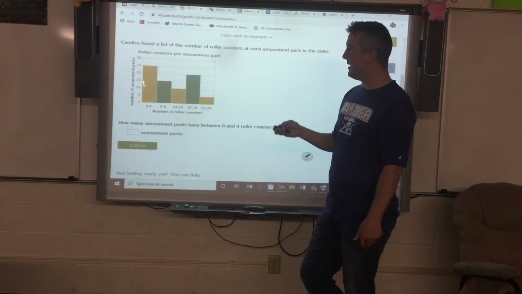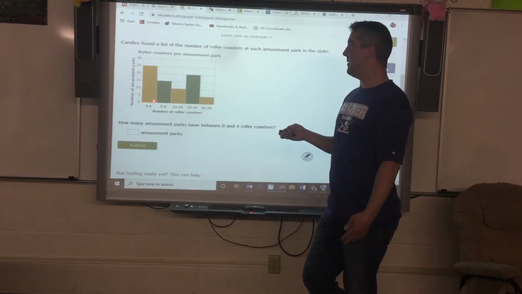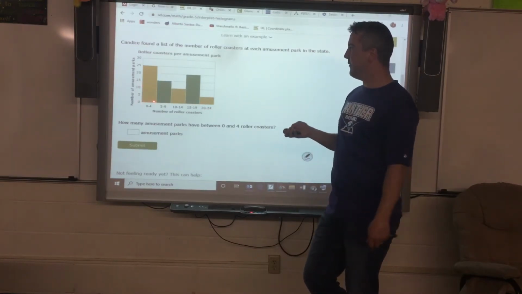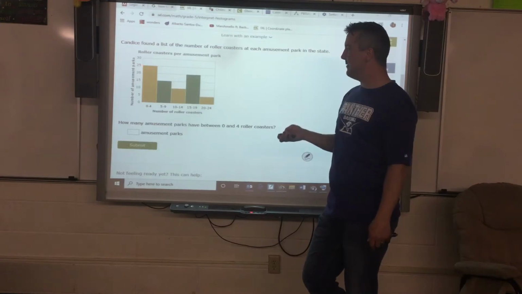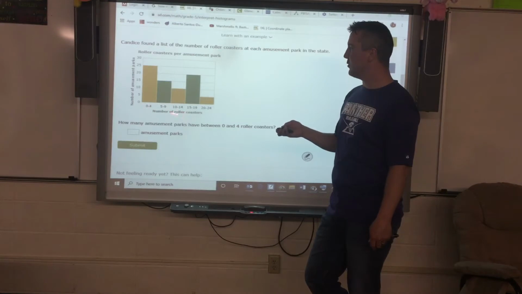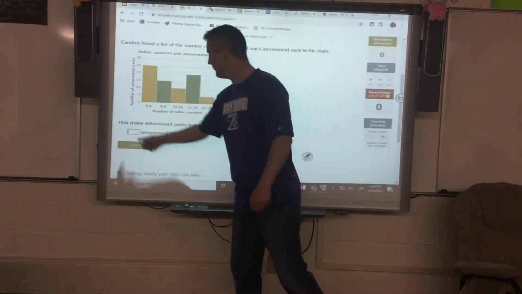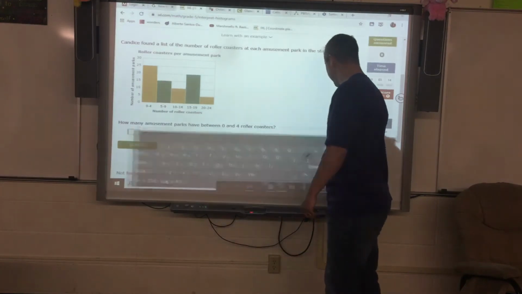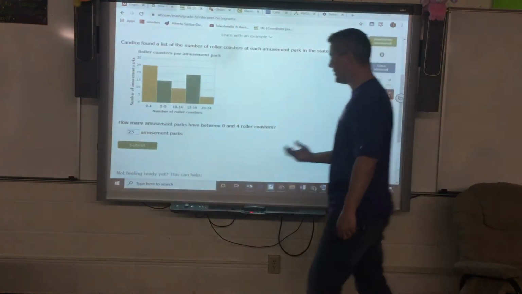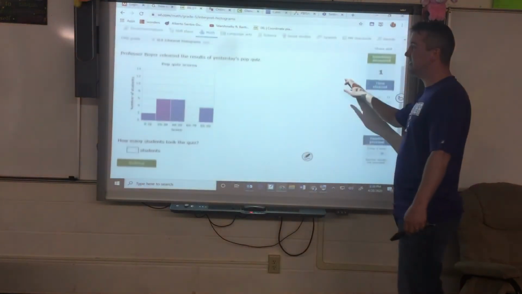Well, this number is probably pretty high because there's not very many roller coasters there. The more roller coasters a park has, probably going to be less parks that have that. So 0 to 4, I look up, I have 25. So again, how many parks have between 0 and 4 roller coasters? How many parks are actually like that? 25 of them. So look at this, type in 25. And again, it takes a little bit of time to make sure I have the information that's accurate, that I'm making sure that these are correct.